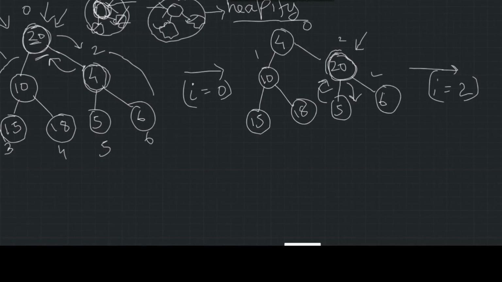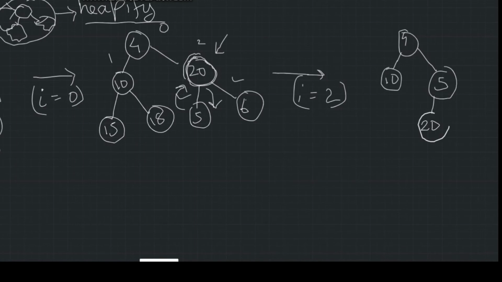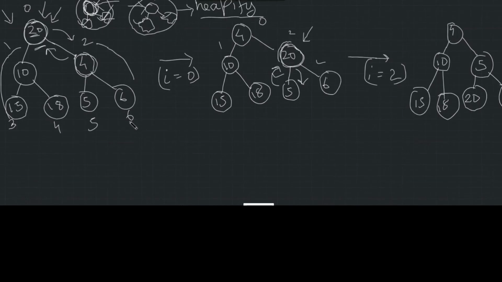Now 20 will be over here, 6 will be over here, and 15, 18. As this was not a heap because of the 20, using the heapify operation on the node which was violating the heap property, we have moved from that tree to a new heap. Now this heap is a min heap.